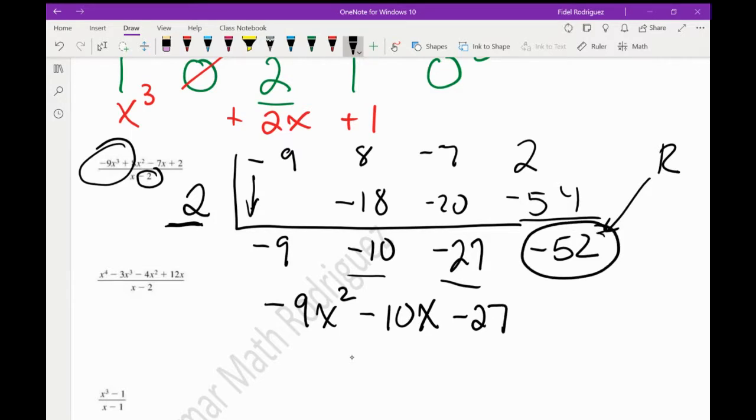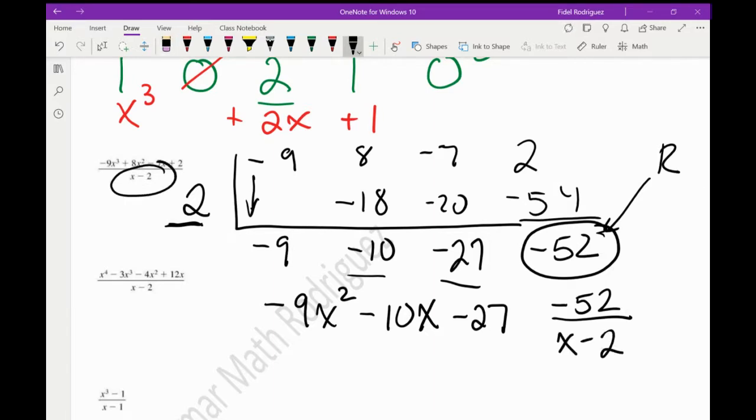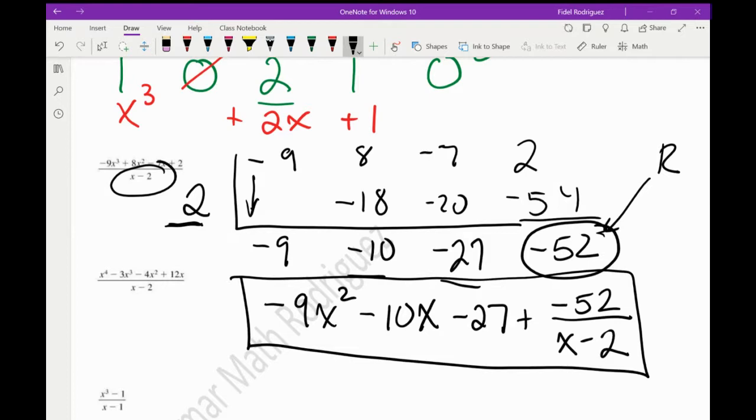Now, what I'm going to do with this part here, I'm going to write it as a minus 52 divided by, and I'm going to explain what I mean by that, okay? Divided by x minus 2. So we can even put a little plus right here. This ends up being my entire answer.